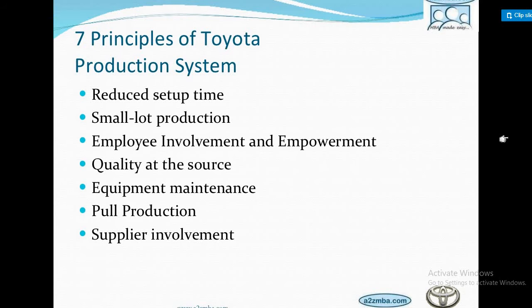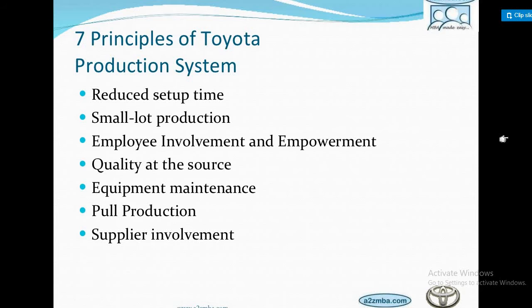Going further, what are the 7 principles of the Toyota production system? The 7 principles consist of reduced setup time, meaning the time required for setting up is reduced through the Toyota production system. This is the first principle. Second is small lot production. We don't need to make a large lot of production, we need to produce small lots. Then employee involvement and empowerment. Then quality at the source.